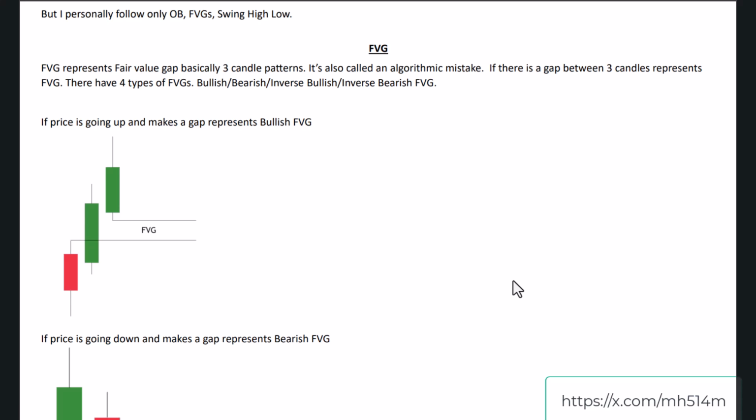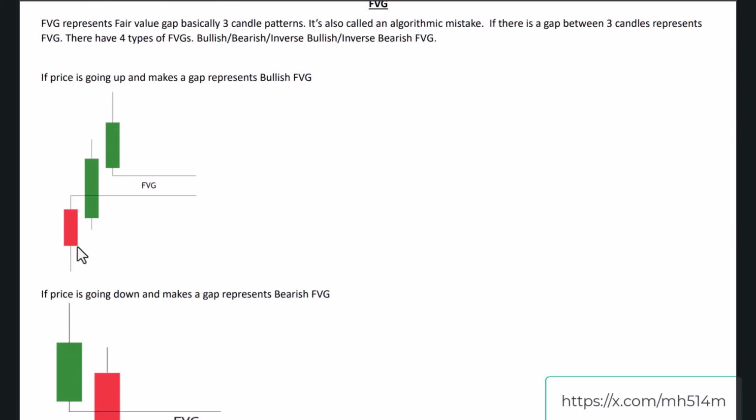There are two types of FVG: bullish FVG and bearish FVG. FVG basically represents a fair value gap. It's a 3-candle pattern. If there is a gap between 3 candles, it represents an FVG. Suppose here we can see 1, 2, 3 candle formation. Between these 3 candles, we can see a gap. This is a bullish FVG.